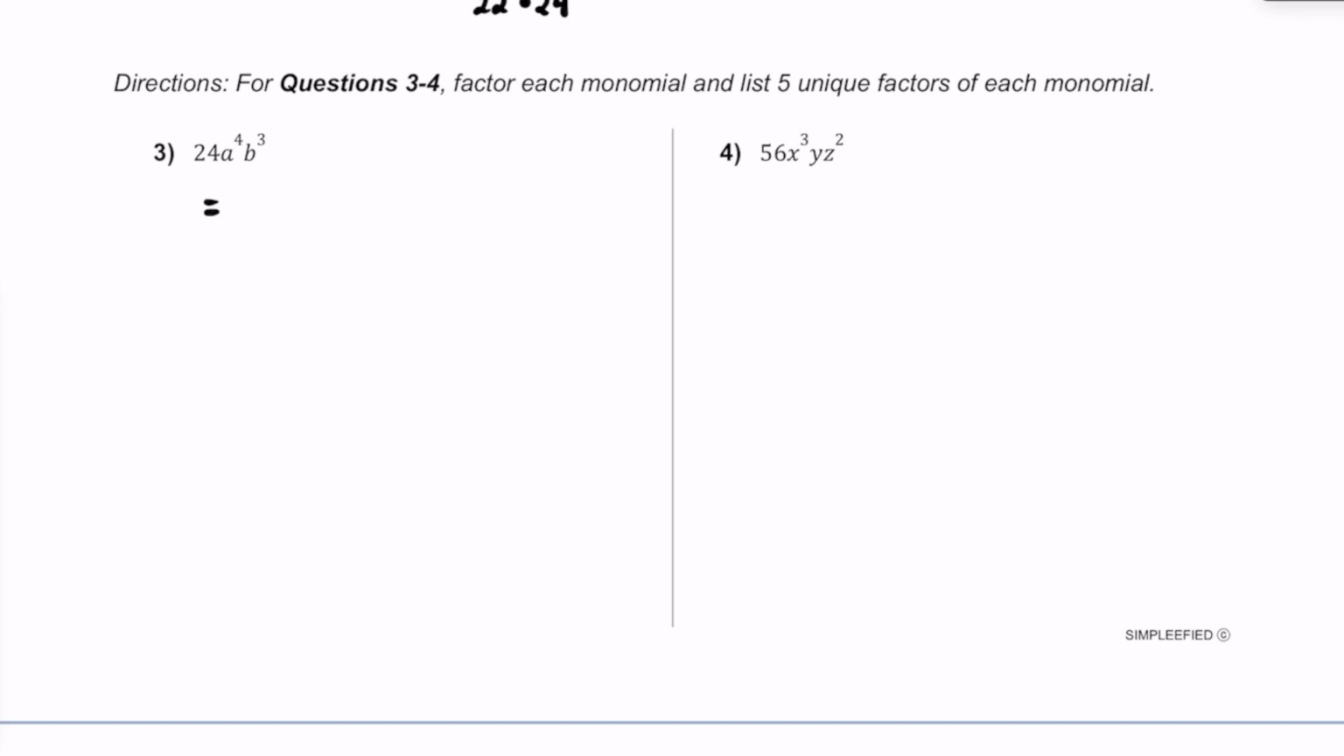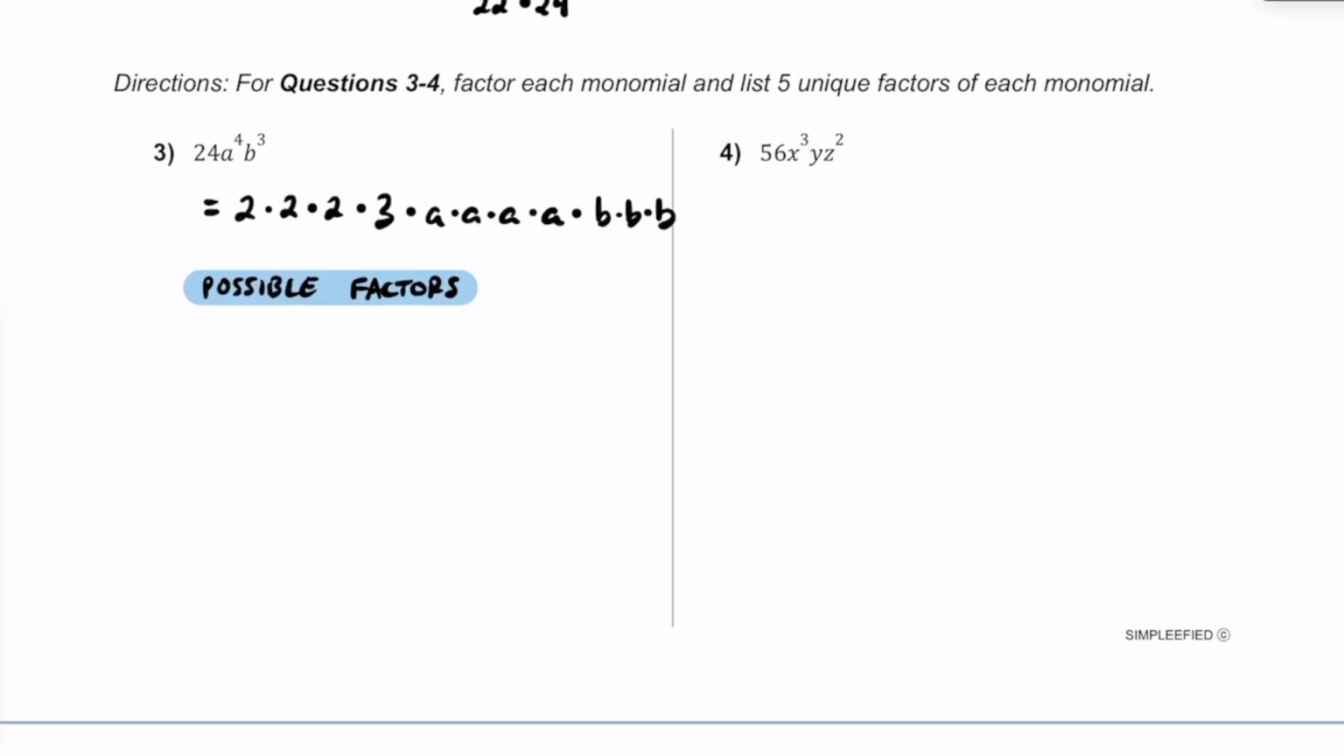So if we're going to write this as a factored version here, 24, I'm not going to write out the tree for it because it's a smaller number here, but 24 breaks into 2 times 2 times 2 times 3. And then the variable parts are actually a little bit more straightforward. There's going to be 4 of these a's multiplied together, and then there are 3 of these b's multiplied together. So this would be the factored version for this monomial. All right, and then if you're going to go ahead and write some unique factors, there's so many that you could actually choose from here, but let me just write maybe 5 that I think would be good to just test out here.